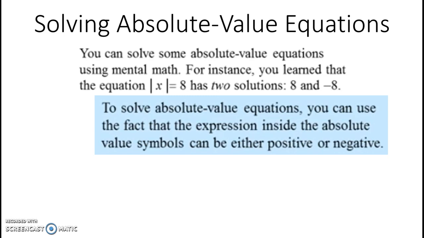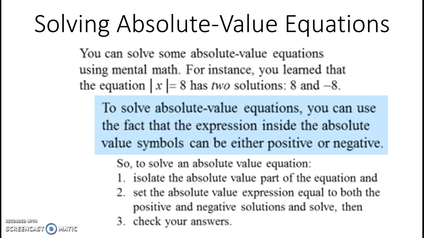So to solve absolute value equations, you can use the fact that the expression inside the absolute value symbols can be either positive or negative. To solve an absolute value equation, the first thing you're going to do is isolate the absolute value part of the equation. Then you are going to set the absolute value expression equal to both the positive and negative solutions and solve it. And the last thing that you must do is check your answers, because sometimes you will get answers that do not work in the original problem.